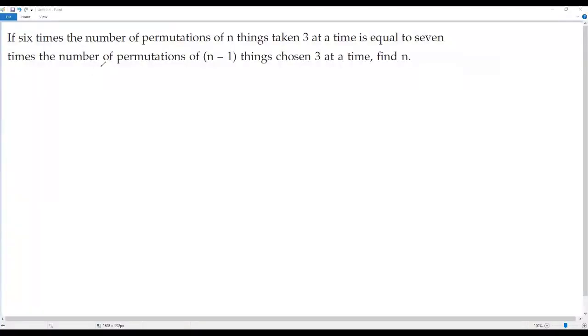Here we have a problem on permutation. Okay, let's go to the question. If 6 times the number of permutations of n things taken 3 at a time is equal to 7 times the number of permutations of n negative 1 things chosen 3 at a time, find n. Okay, from the given information, we have to find the value of n.